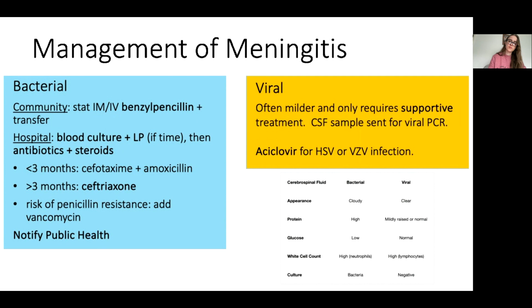In the community, if you've got an unwell child, you need to give them benzylpenicillin, because that's what they have in the GP surgery, and then transfer them by ambulance. Okay, and notifying public health was actually one of the question options. That is something you need to do, but it's not the most urgent thing, of course, because you've got an unwell baby in front of you. If it's a viral case, they often just need supportive management, but you do want to do a viral PCR to try and determine that, and then you can give aciclovir if it's an appropriate infection.